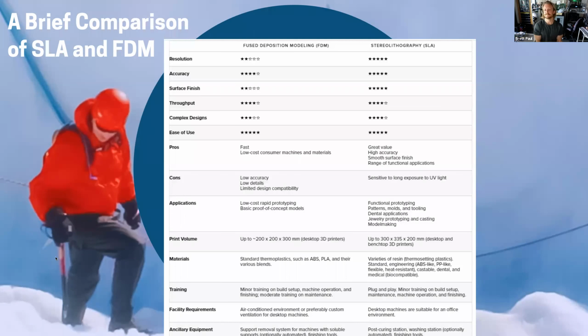Dan, that kind of dovetails with my question about what kind of maintenance these two systems require, and their durability and ruggedness. I assume it depends on the quality of the unit you purchase, but yeah, that's a good question. SLA, because you're dealing with resins, has a lot of cleanup involved. And so FDM is more, let's say, plug and play with less post-processing.